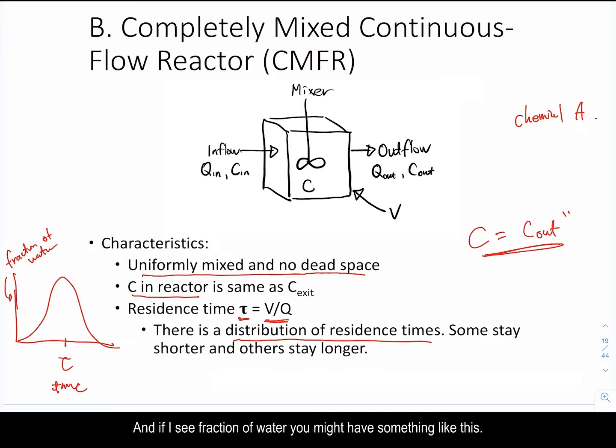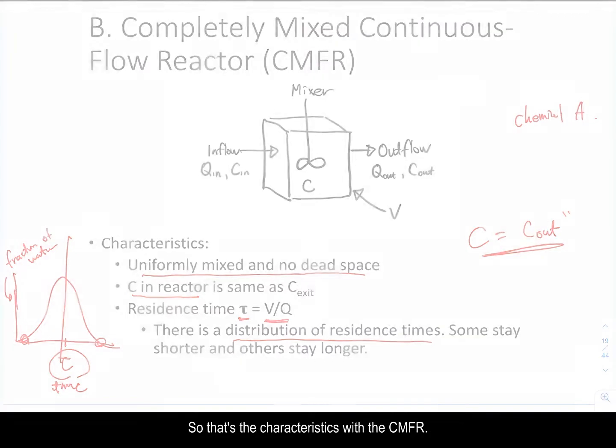I don't know, it might not be a normal distribution like this, but anyway, you may have something like this. Some water may stay for a really, really short time, and some water may stay a really long time. On average, it stays tau equals V over Q. So that's the characteristic of the CMFR.